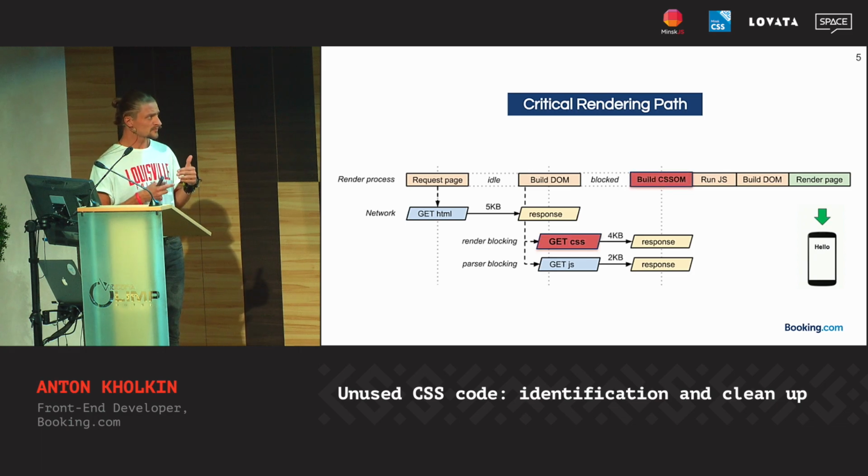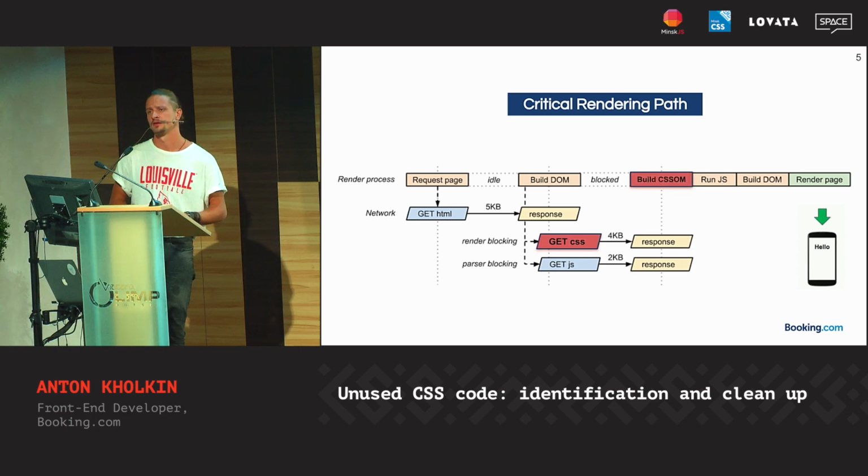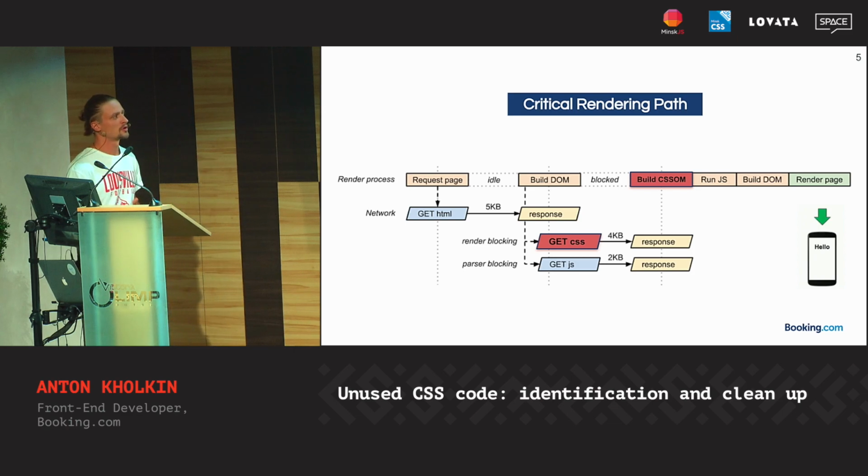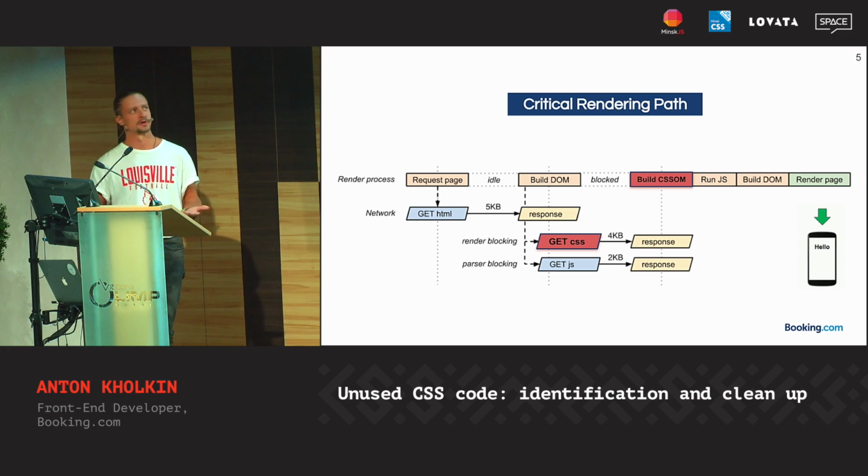Because in order to render anything, the browser needs to have the render tree, which in turn is the combination of the CSS object model and the document object model. And for the CSS object model, we need the CSS. It's obvious, right? So that means that the sooner we deliver CSS, the sooner the first frame is going to be rendered.